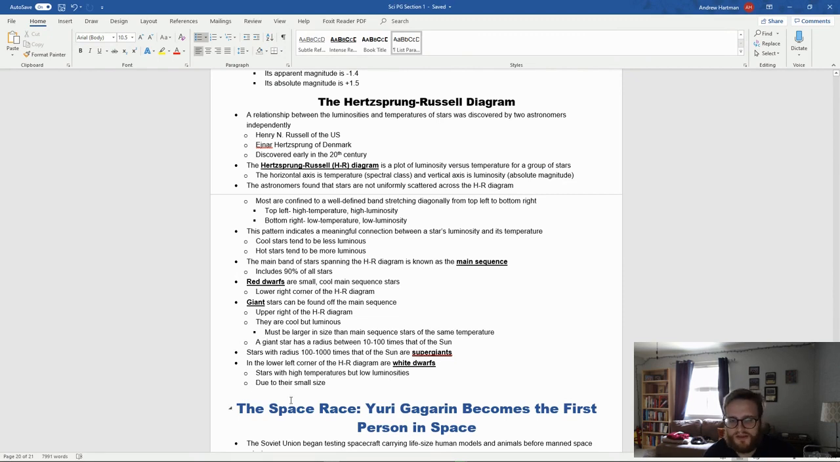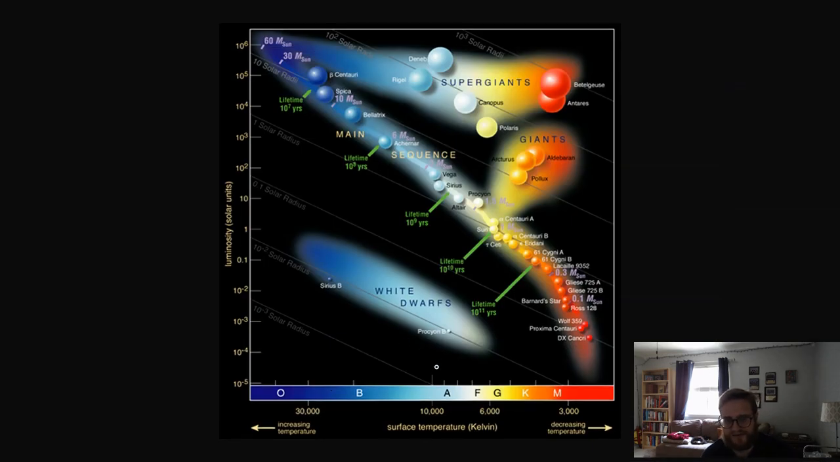And in the lower left corner of the HR diagram are white dwarfs, which are at high temperatures but low luminosities, again, due to their size, right? So Procyon and Sirius B are very hot, right, but their luminosity doesn't match because they are so small, okay? And I think that's going to do it for this video. That is kind of the measuring of stars, measuring their luminosity and temperature, and how those are related.